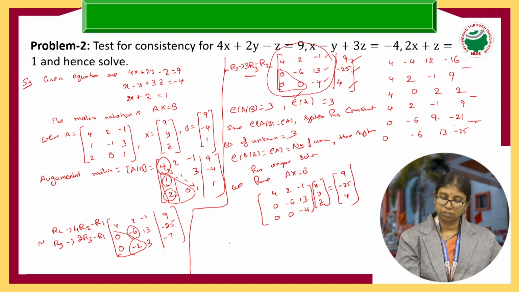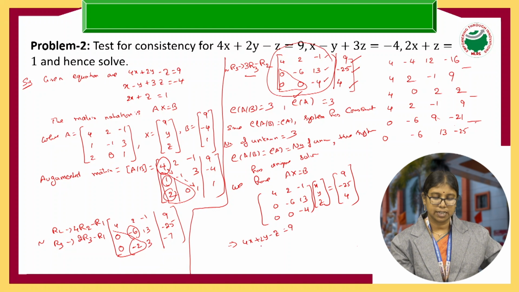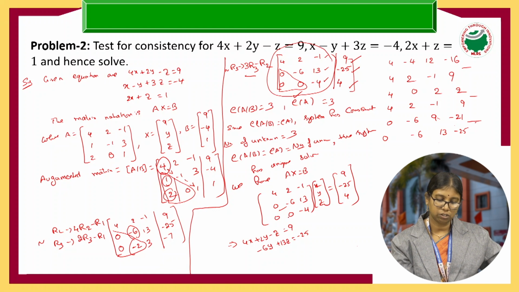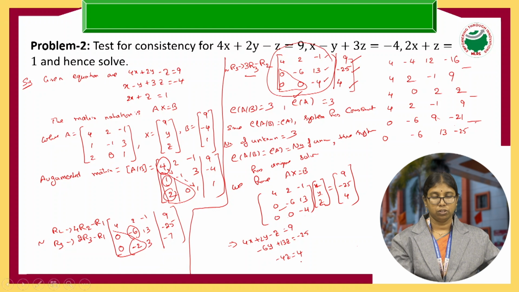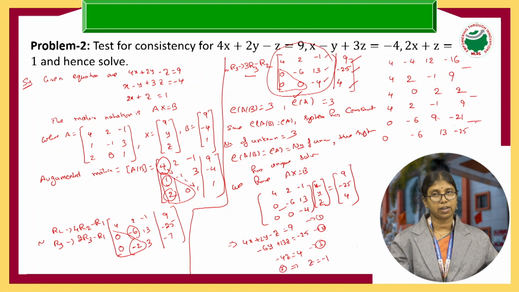Now write down the equation form. Your first equation is 4x plus 2y minus z equal to 9. Second equation is 0 into x is 0. Next, minus 6y plus 13z equal to minus 25. Next, third equation is 0, 0, minus 4z equal to 4. So we have three equations. And here, clearly from the third equation, we got the z value as minus 1.